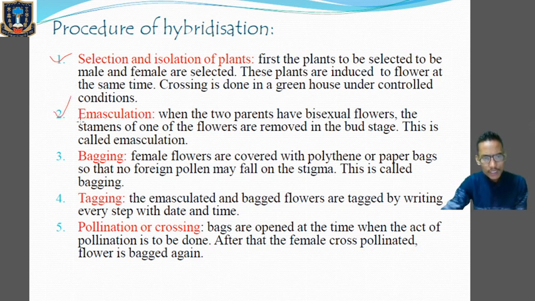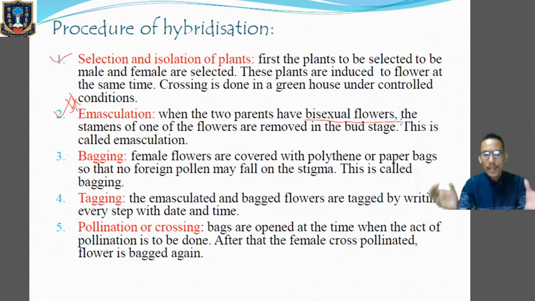Second procedure is emasculation, which is very, very important. Now, what is emasculation? Before going into the term emasculation, what do you mean by bisexual flowers? Clear? What are bisexual flowers? Bisexual flowers means those flowers which bear both androecium and gynoecium. Clear? You know what androecium and gynoecium are very well. So bisexual flowers means those flowers which bear both reproductive organs, androecium and gynoecium.